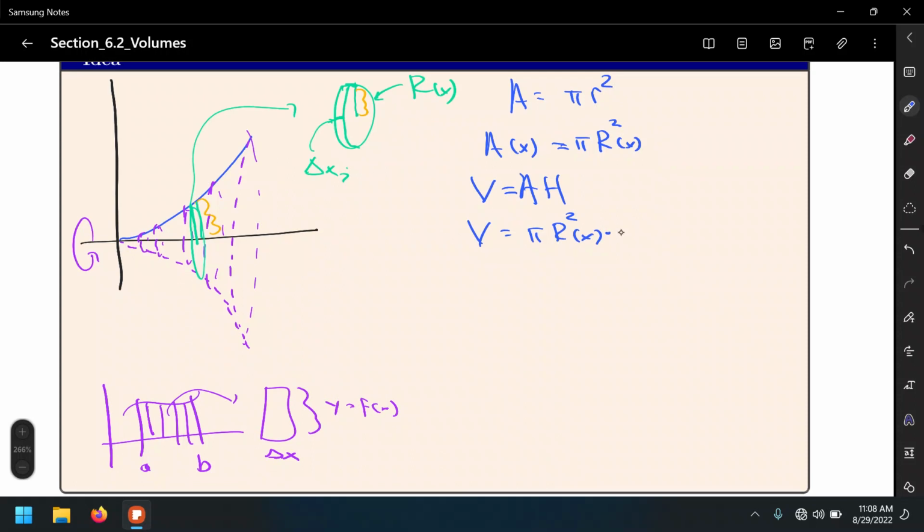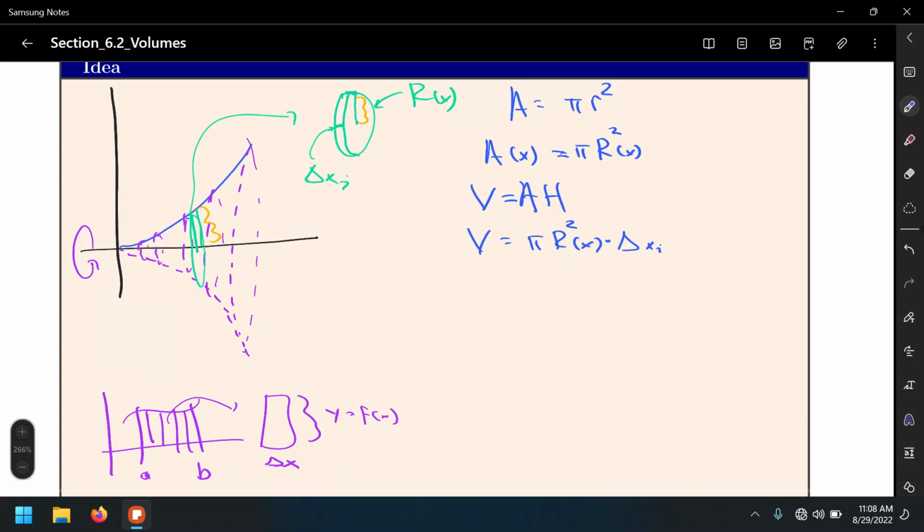It's delta x of i, right? Delta x of i. You know what? Just to be consistent with notation, let me call this also x of i. All right? So I know this height is really the length because of the perspective of the disk that we are sampling. However, it's still that height. Okay. So that's the volume of that disk that we sampled from the solid that we rotated about the x-axis in this case.